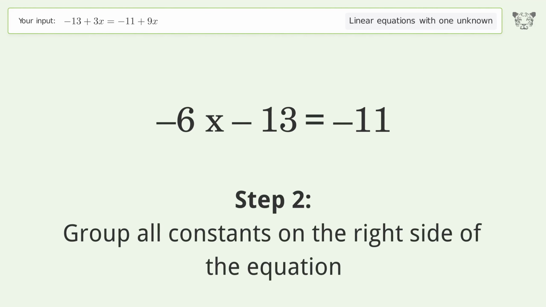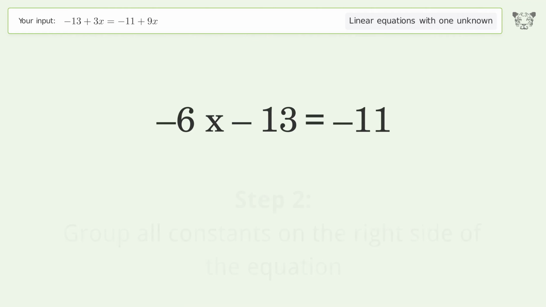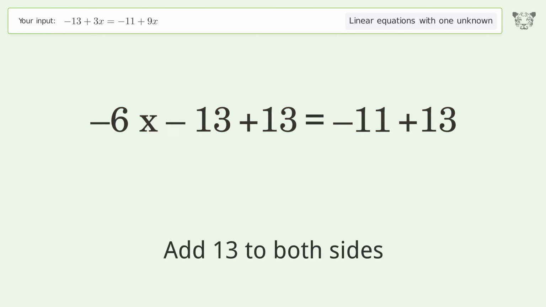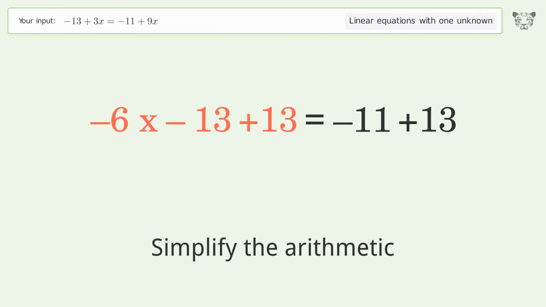Group all constants on the right side of the equation. Add 13 to both sides. Simplify the arithmetic.